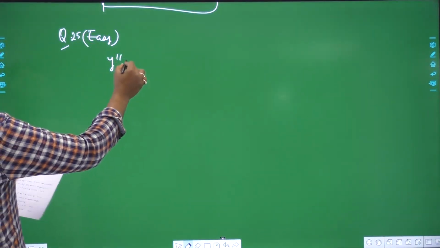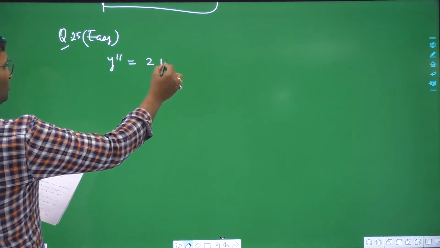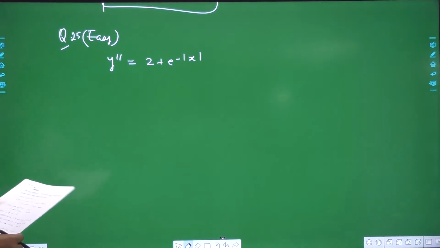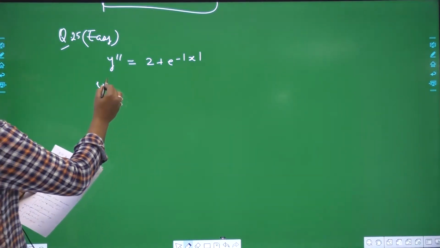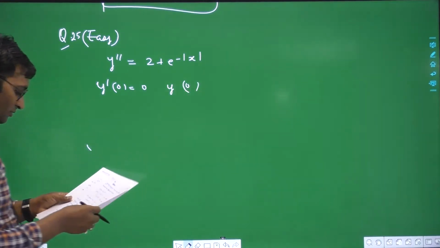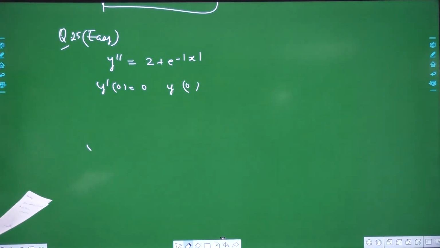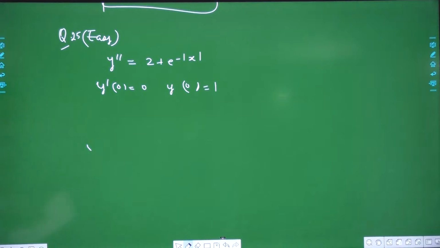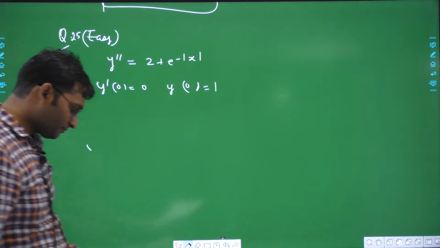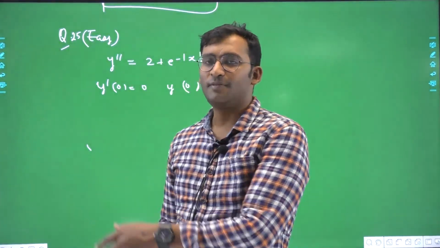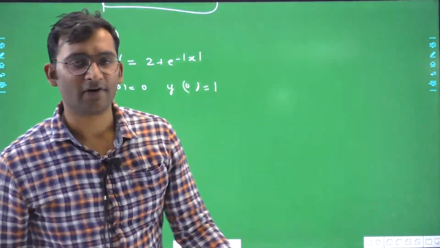Given that there was a differential equation y double dash x is equal to 2 plus e to the power minus modulus of x, and given that your y dash 0 was equal to 0 and y0 was given to be equal to 1. So how to go about this particular problem? See, a little bit of everything probably you can do. The best way is to do it the differential equation way.